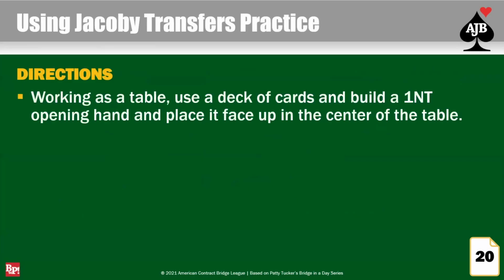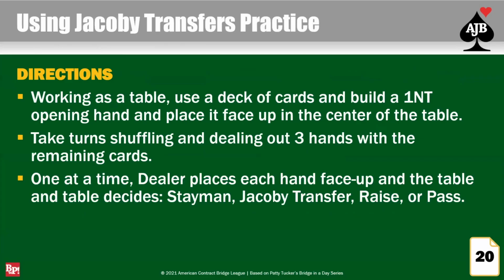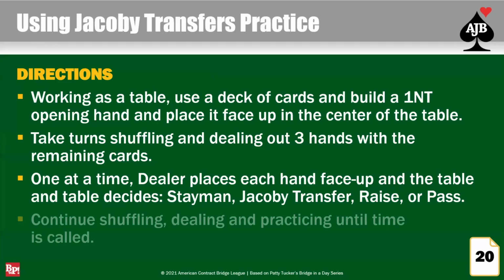So let's see. Working as a table, we're going to build a no trump hand again. You're going to place it face up on the center of the table. You're going to take the remainder of the cards, shuffle them up, deal out 3 hands with the remaining cards. One at a time, turn the cards face up, and the table should decide. Are we going to use Stayman or Jacoby transfer? Are we going to raise no trump or just pass? And do that as many times as you can until I call time. All right? So have fun.